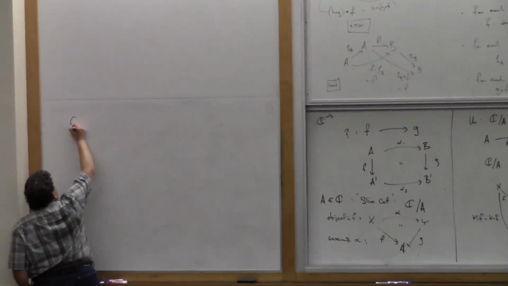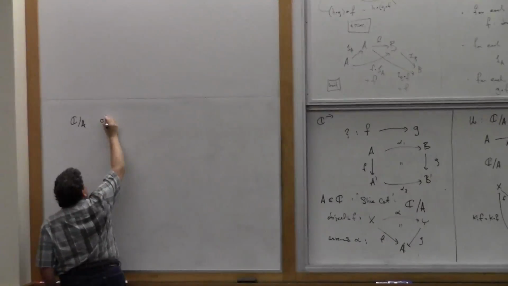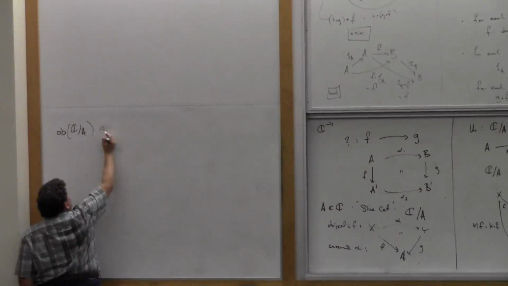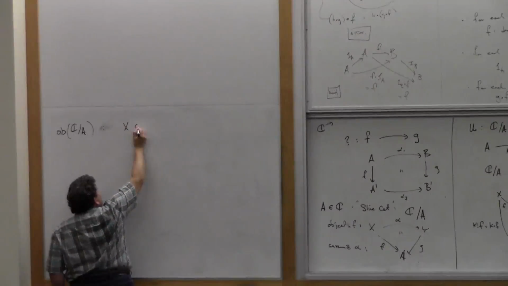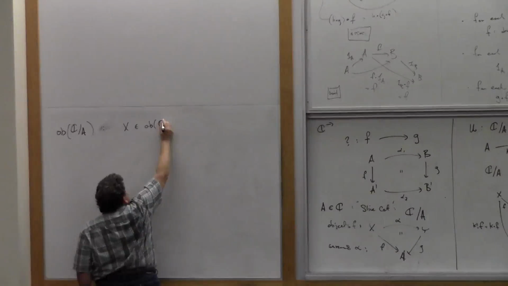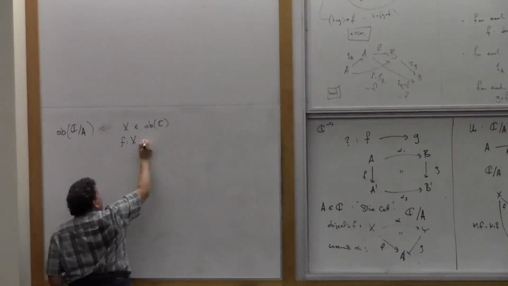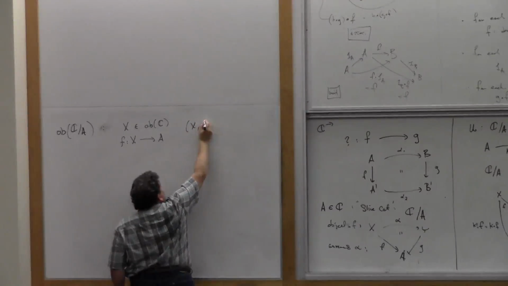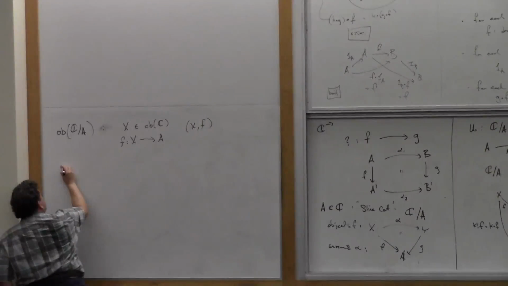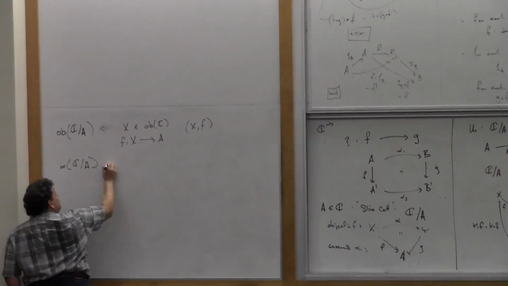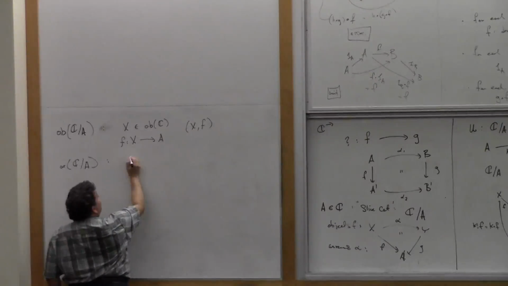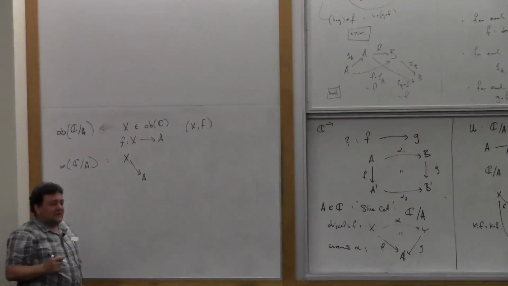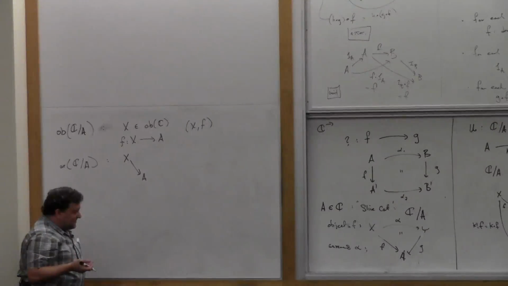So C over A. The objects of the new category C over A are pairs consisting of an object of C together with an arrow into A. And so the A is fixed here. So they're pairs like that, X, f. And an arrow in C over A is an arrow from such a pair. I'm not going to write them as pairs, though.